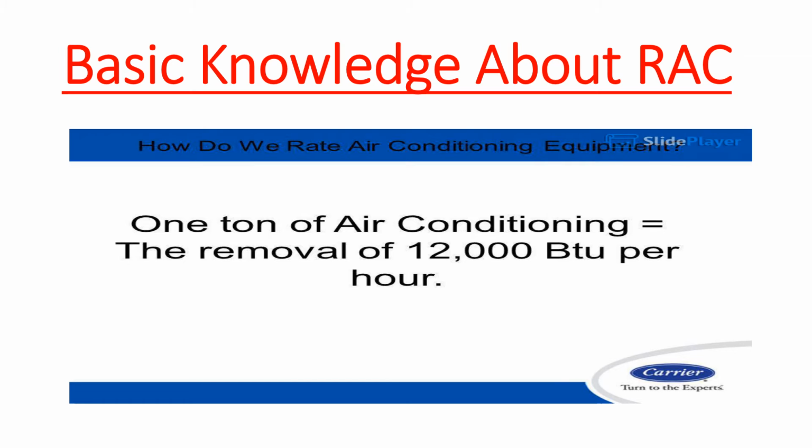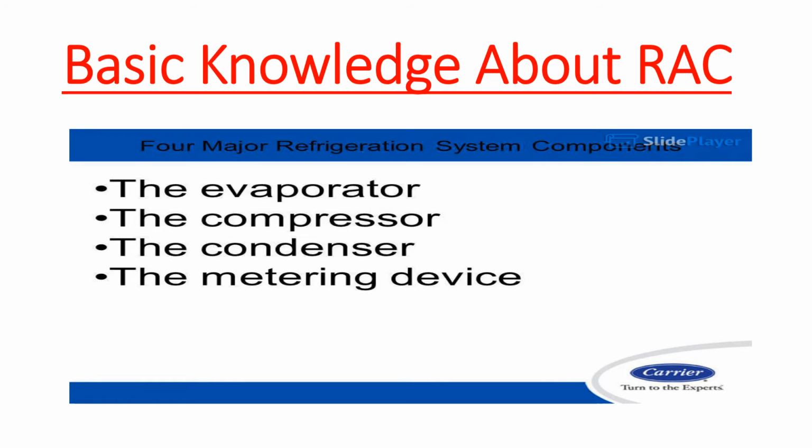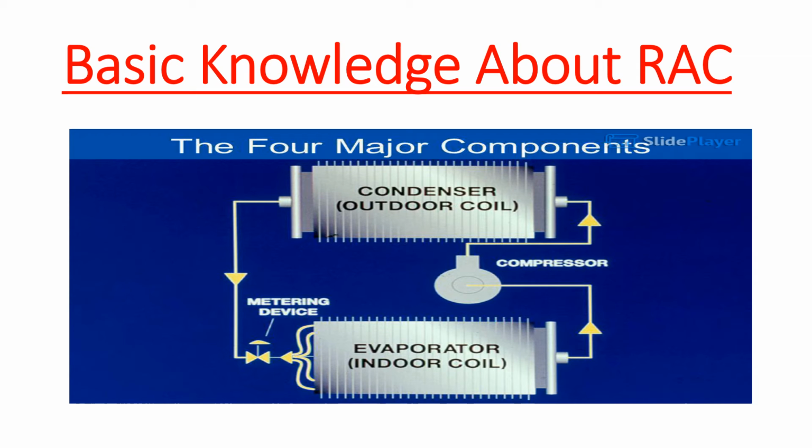How do we rate air conditioning equipment? 1 ton of air conditioning equals the removal of 12,000 BTUs per hour. 4 major refrigeration system components: the evaporator, the compressor, the condenser, the metering device.